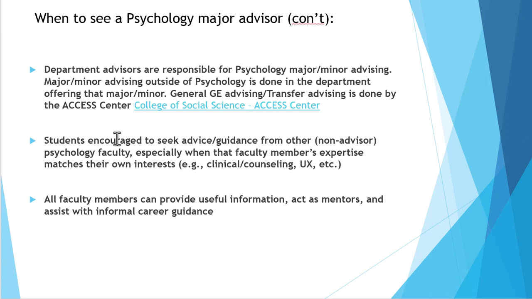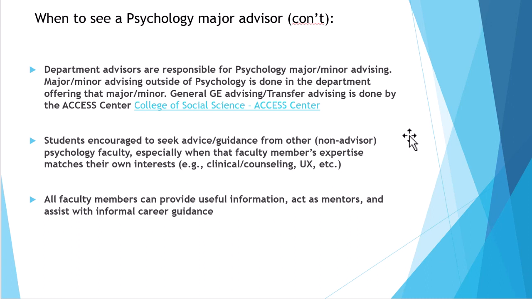Okay, I also want to stress to you guys that psychology advisors are mainly responsible for advising for the major or minor in psychology. Any major or minor advising outside of psychology is done in that department. So, in other words, if you are a psychology major and a sociology minor, if you have questions regarding your sociology minor, you would go to the sociology department. Questions about your psychology major are done within the psychology department. So there would be two different places you would need to get your advising from if you have a major and a minor.